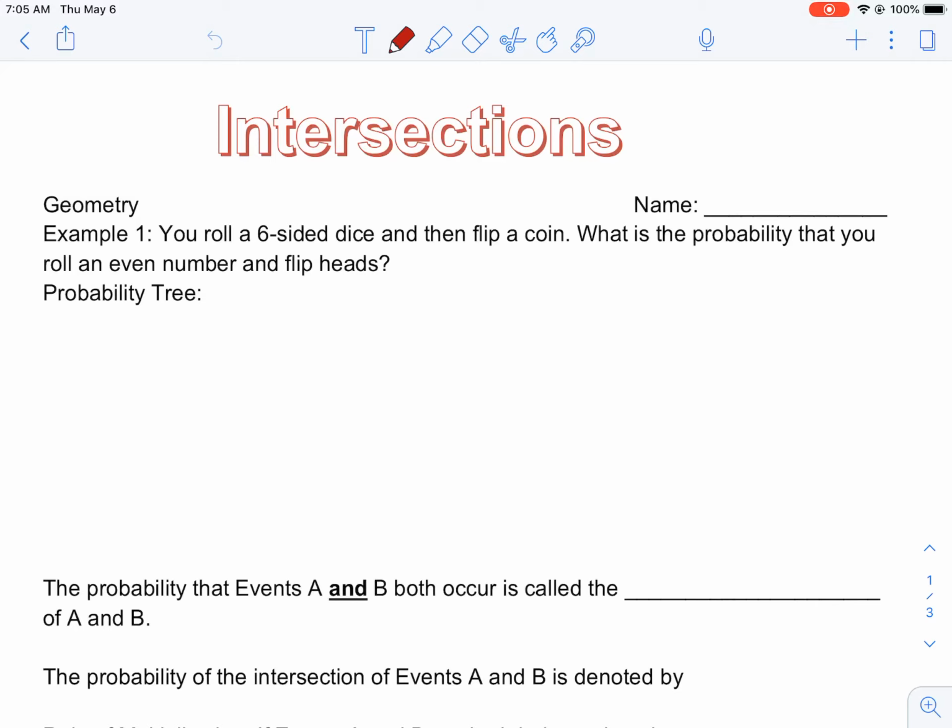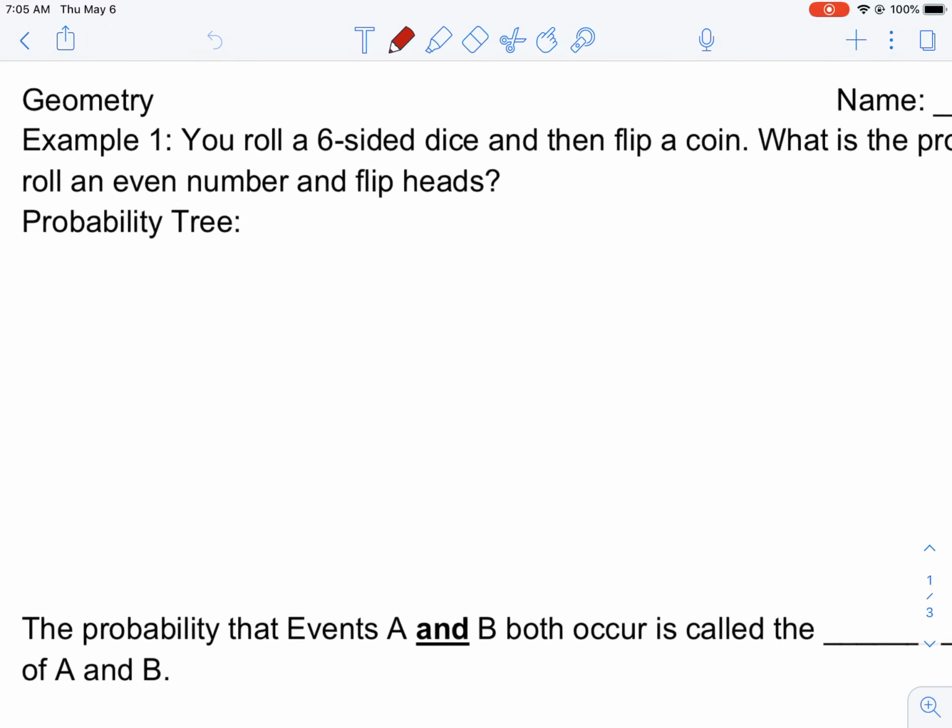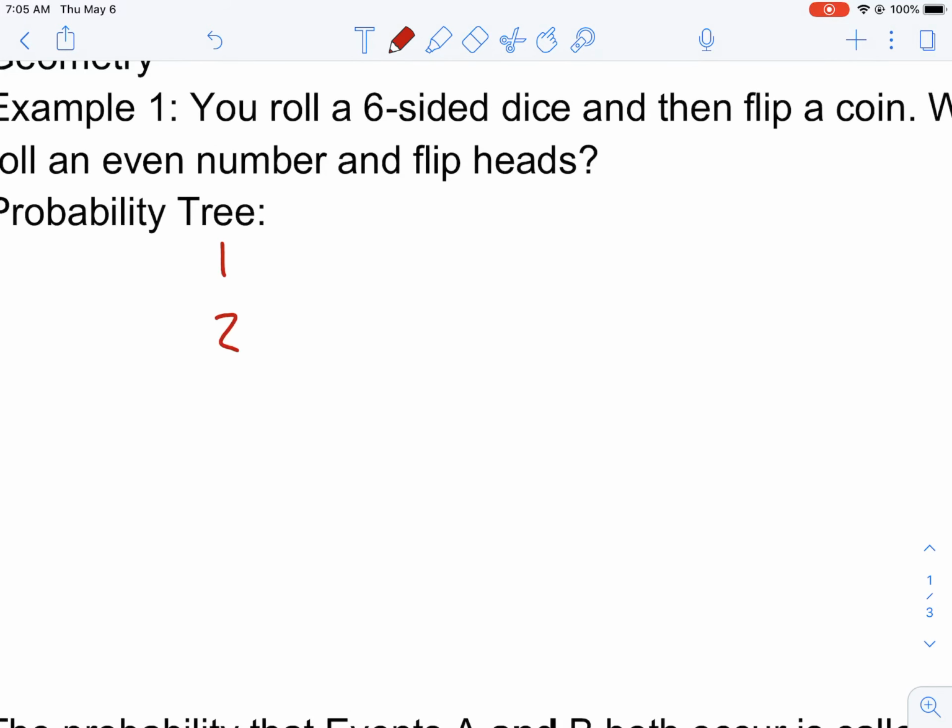It says you roll a six-sided dice and then flip a coin. What is the probability that you roll an even number and flip heads? Okay, so there's two events here, and one of the best ways to think about probability is with a probability tree. So in your first event, you could roll a 1, a 2, a 3, a 4, a 5, or a 6.